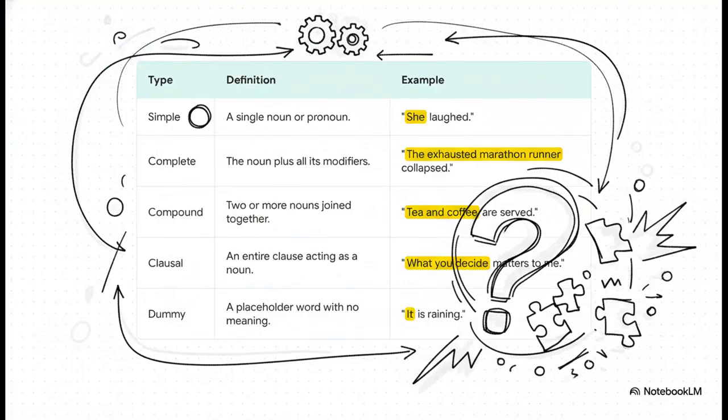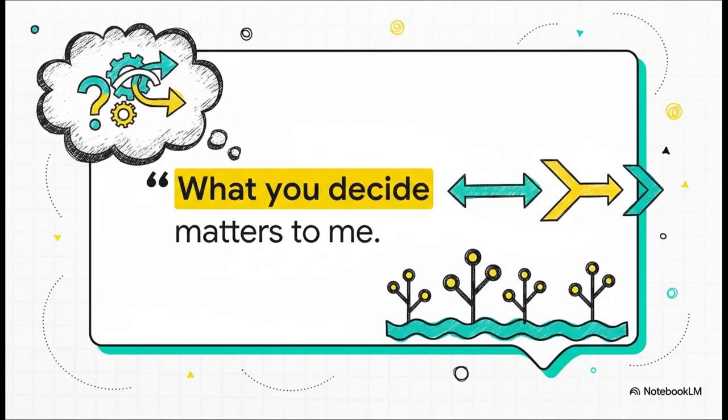Okay, here's a quick look at the 5 main types. You've got your simple, complete, and compound subjects, and yeah, those are pretty straightforward. But where it gets really cool is with those last 2. Clausal subjects and dummy subjects. Oh yeah, these are the ones that really put our old definitions to the test. Now, take a look at this.